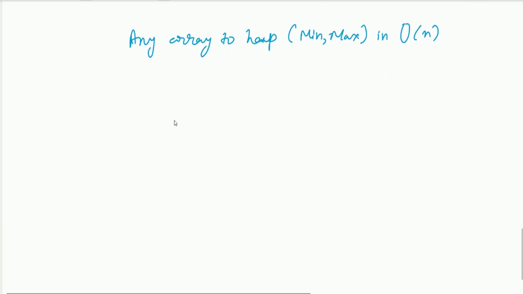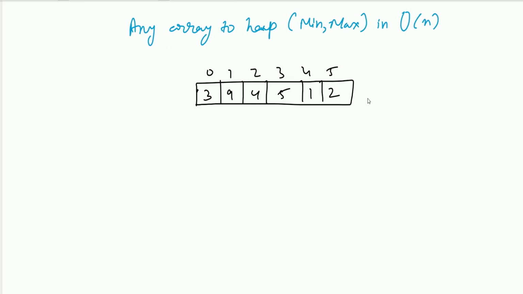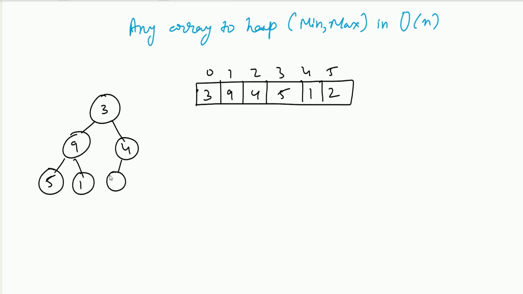So what do we need to do? Suppose we are given an array 3, 9, 4, 5, 1, 2. If we represent this in the form of a tree, it will be 3, 9, 4, 5, 1 and 2. So it is neither a min heap nor a max heap. So let's convert this to a max heap.